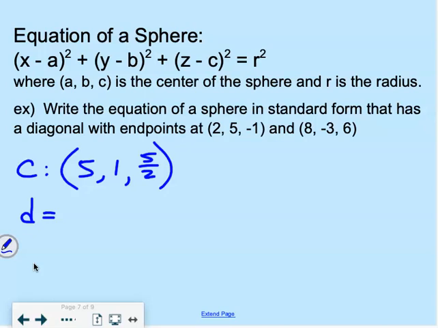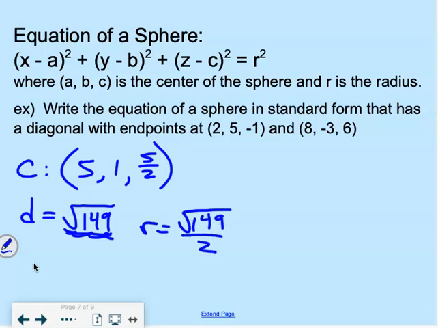It would have been square root of 149. Did you guys get square root of 149? Wait, is that your radius or your full distance? That was my full distance. That's your full distance. So then your radius is root 149 over 2, right?